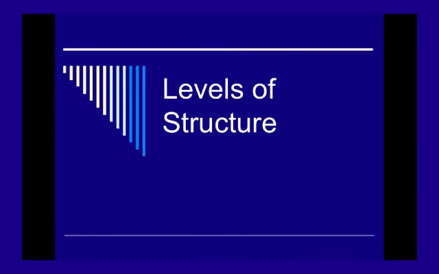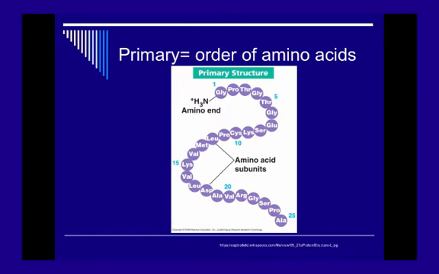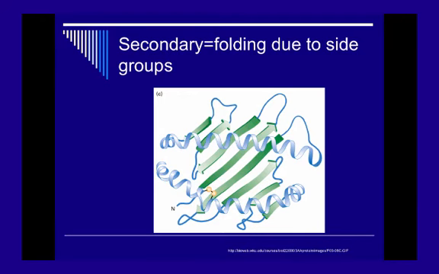Now, proteins are kind of interesting, and they have several levels of structure. The first level of structure is called primary. This is the order of the amino acids. The secondary structure is folding due to side groups on the amino acids. And if you remember your amino acid structure, you saw where those side groups were. That's the R.